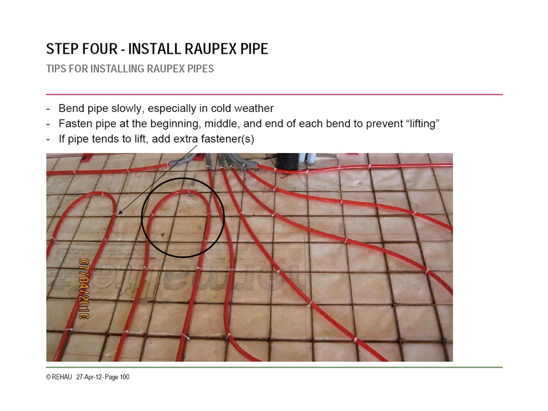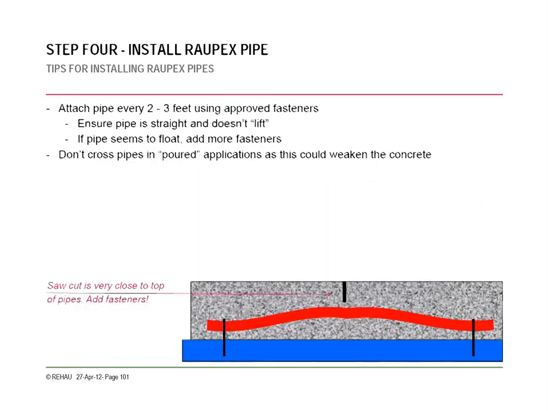All right, another standard. You want to attach the pipe every 2 to 3 feet using whichever fastening system you're using. Ensure the pipe is straight and doesn't lift out. If it seems to be lifting up, just use an extra fastener.